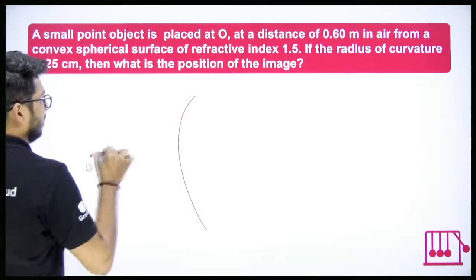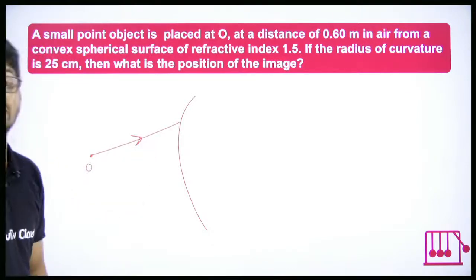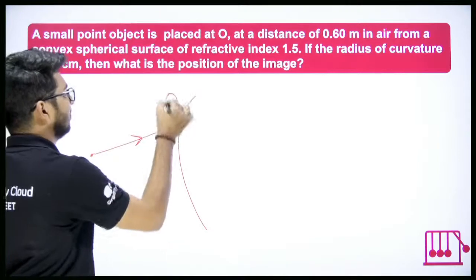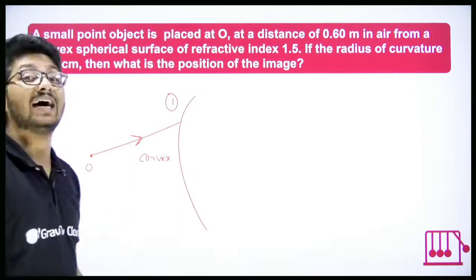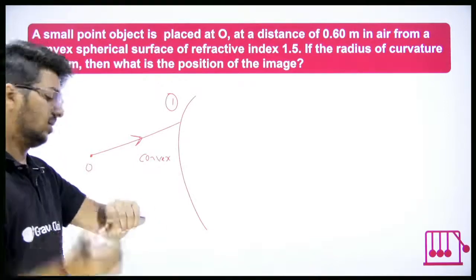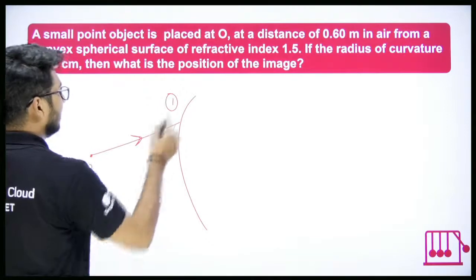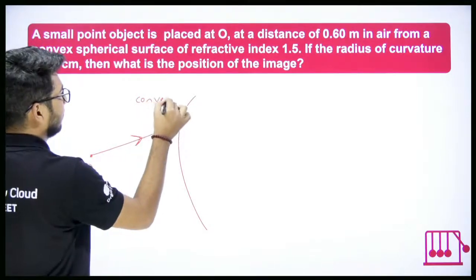See, how do you decide convex and concave? It all depends on the incident ray. The incident ray is falling on the first surface, and what is the first surface here? Convex. That's how you decide whether it is convex or concave. You look at the incident ray. Here the incident ray is falling on surface 1. That is the reason why it is convex.